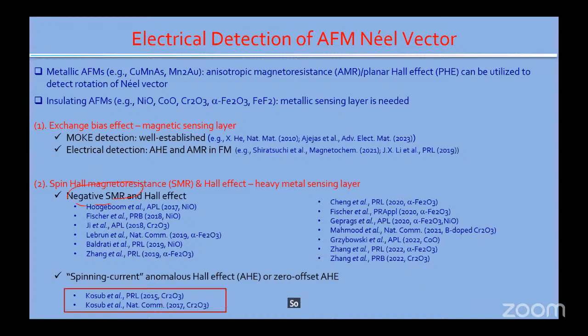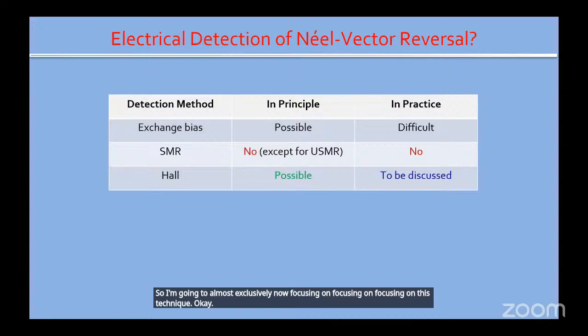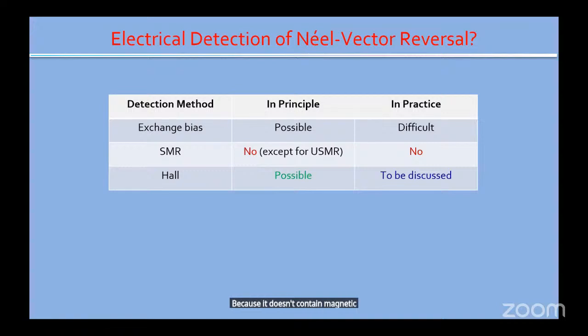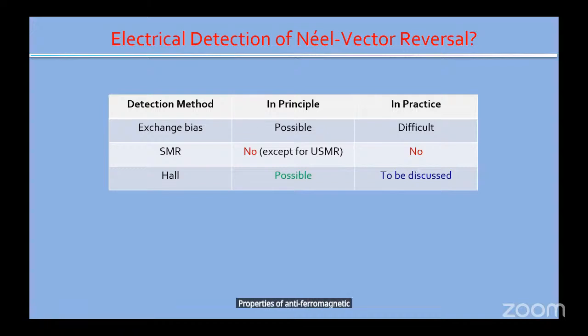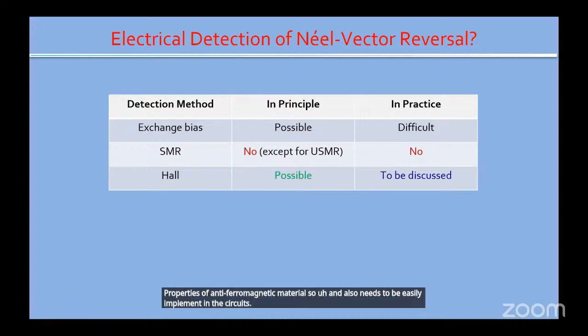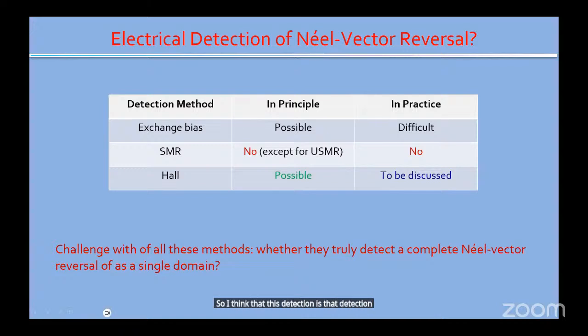So I'm going to almost exclusively focus on this technique. Just to quickly summarize, we're looking at the Hall effect detection because it doesn't contain a magnetic sensing layer. The one downside of using a magnetic sensing layer is that eventually, if you want to do antiferromagnetic spintronic applications, you do not want to slow down because of the ferromagnet. You want to use the ultrafast properties of antiferromagnetic material, and it also needs to be easily implemented in circuits. So I think that this Hall detection has advantages.